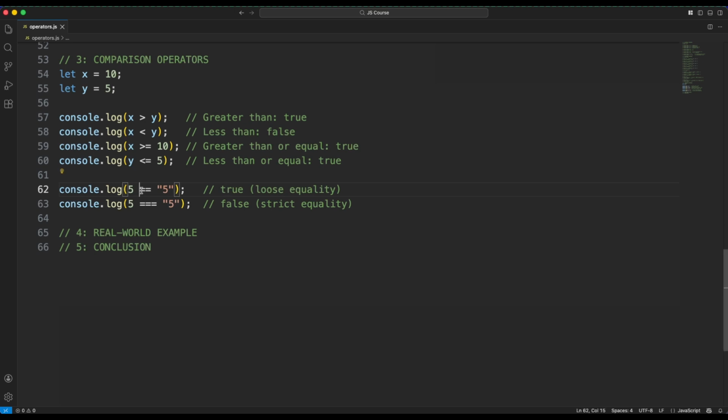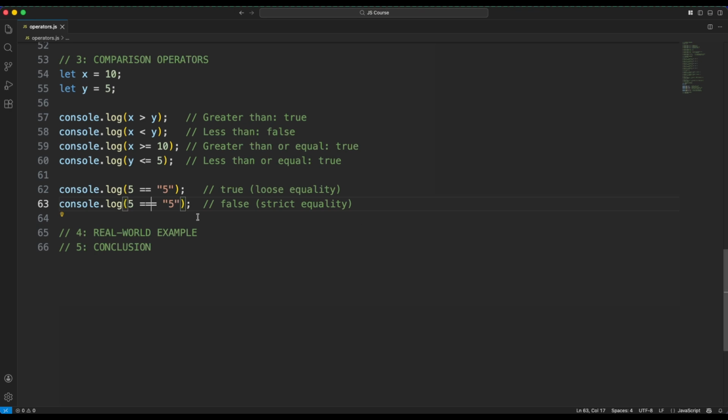I mean, this double equal performs a type coercion. It converts the value to the same type before comparing. So the number 5 and the string 5 are considered equal, and the triple equal is strict equals. It checks both the value and the type. So the number 5 and the string 5 are not equal because they are different types, right?